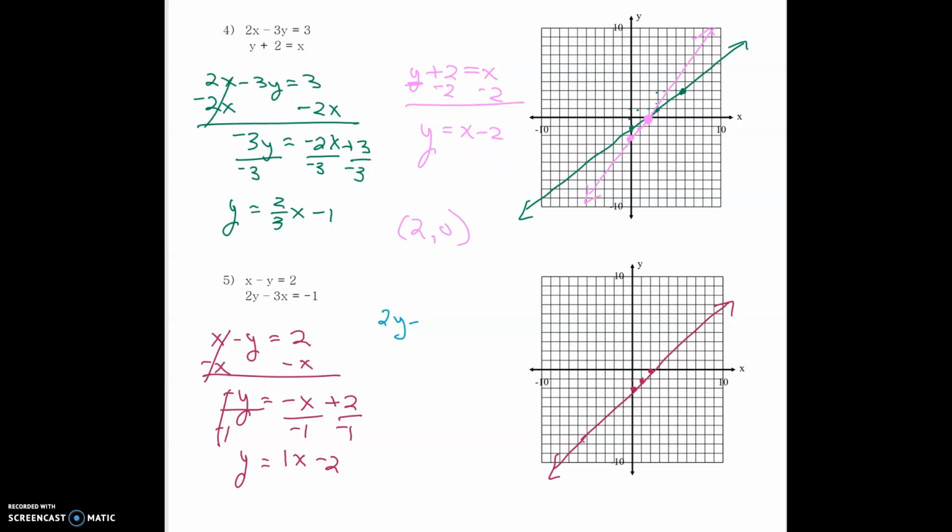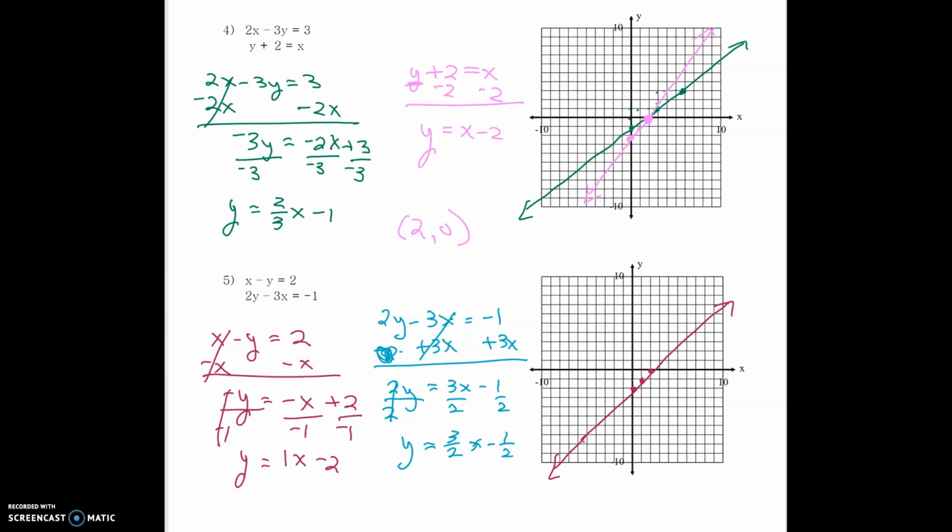I get 2y minus 3x equals negative 1. So I'm going to subtract 2. Whoa, no, we're not going to subtract that. We're going to add 3x. I want y by itself. I'm going to add 3x. So this cancels. I get 2y equals 3x minus 1. I'm going to divide by 2 on everything. That cancels. I get y equals 3/2 x minus 1/2.